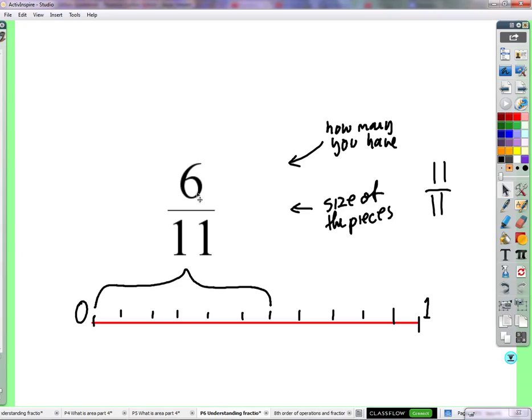So you cut a pizza into 11 slices and take 6 of them, that's 6 elevenths. 6 of things, these things are pieces of 1, where 11 of these pieces make up the one, the whole thing, the whole pizza, the whole line, the whole whatever. Okay? Okay, 6 of these 11s.